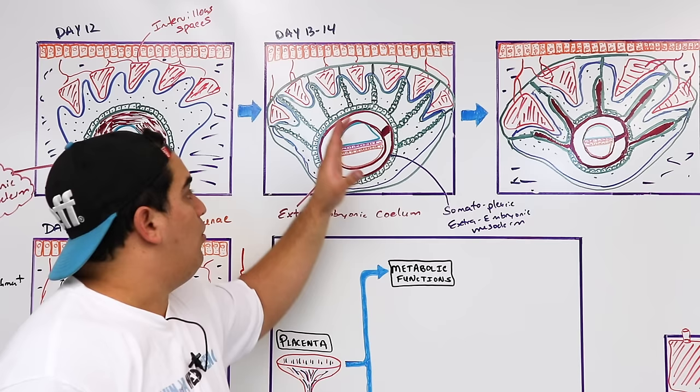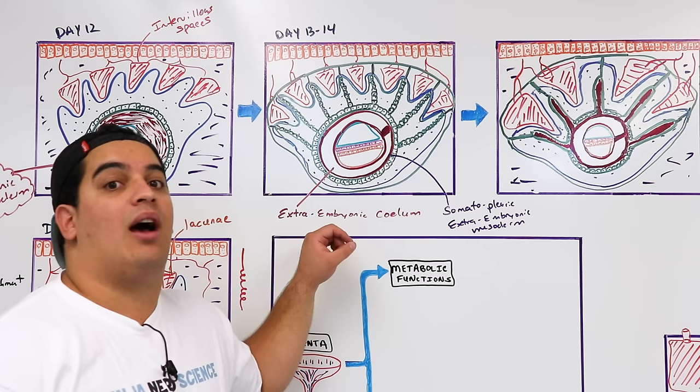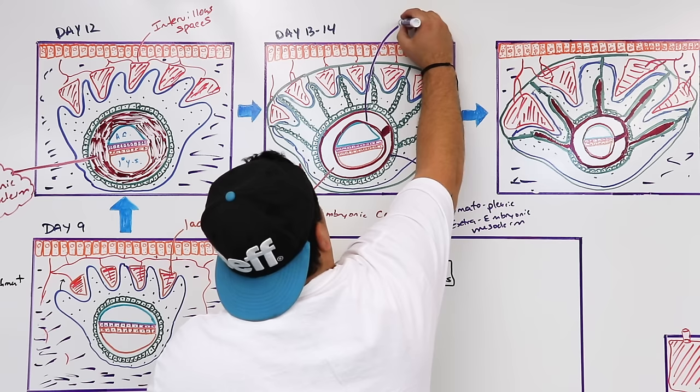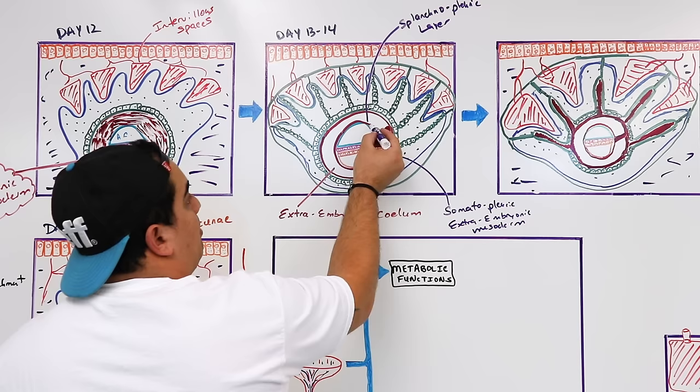The one that adheres to the outer part is the somatopleuric layer of what? The extraembryonic mesoderm. What's the cavity in between? The extraembryonic coelom. What will that become? The chorionic cavity. Just to be consistent here, I'll write this one out. So again, what is this inner layer here? This is called the splanchnopleuric layer. And this structure between the splanchnopleuric and the somatopleuric is called the connecting stalk.